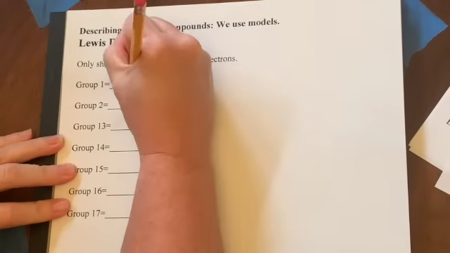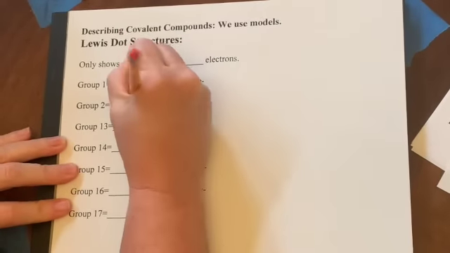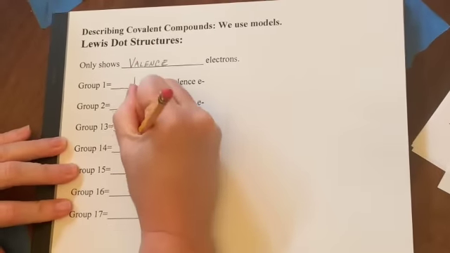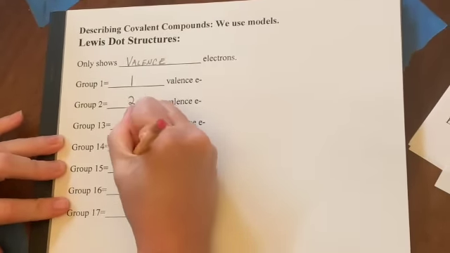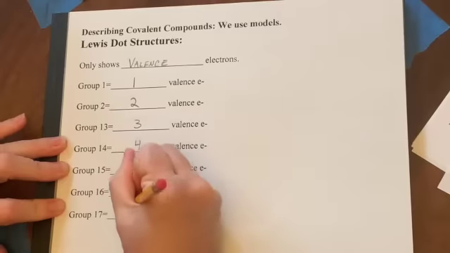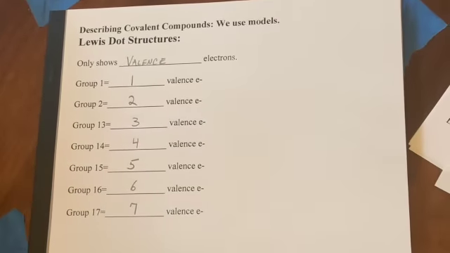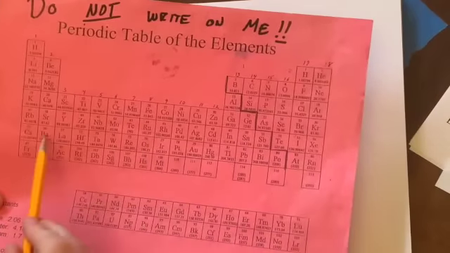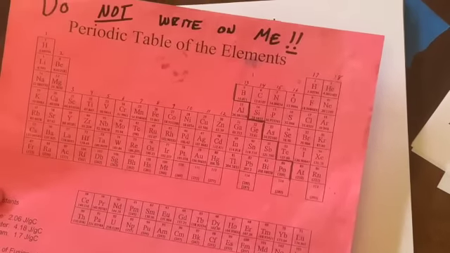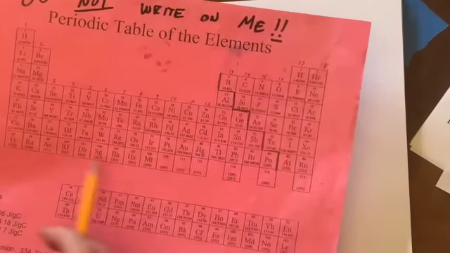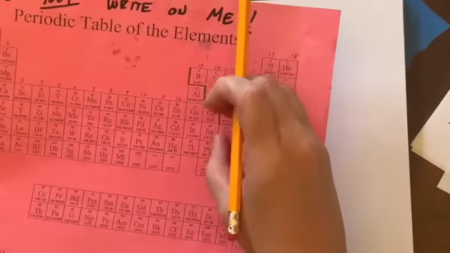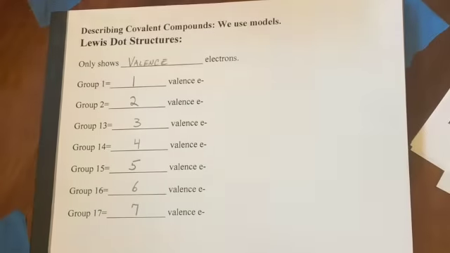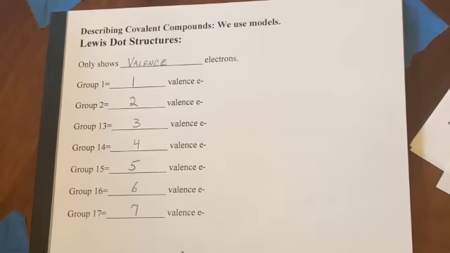So group 1 has 1 valence electron. Group 2 has 2. Group 13, 3. 14, 4. You can see the pattern here. 15, 5. 16 has 6. And group 17 has 7. Now, why did we skip these groups in the middle? Those are your transition metals. They're really not going to be involved in covalent bonding at all for our purposes, so we don't have to worry about those. For the most part, we're going to be focused down here, and then certainly with hydrogen. So with hydrogen and our nonmetals when it comes to these Lewis dot structures.